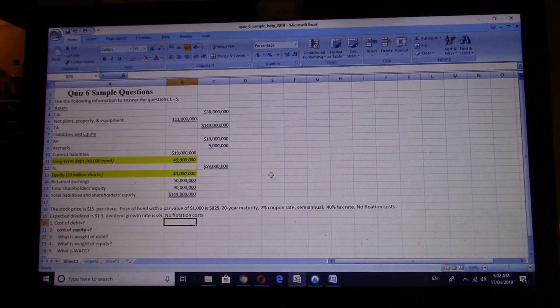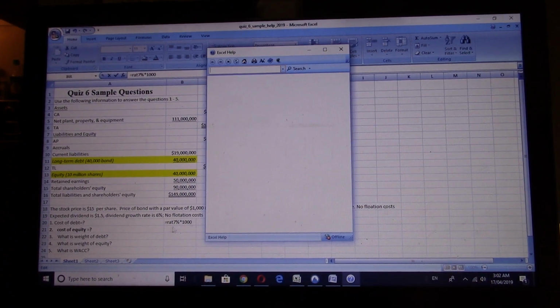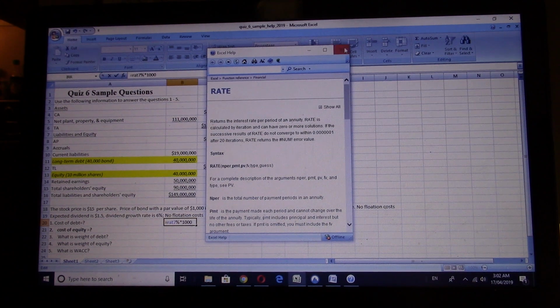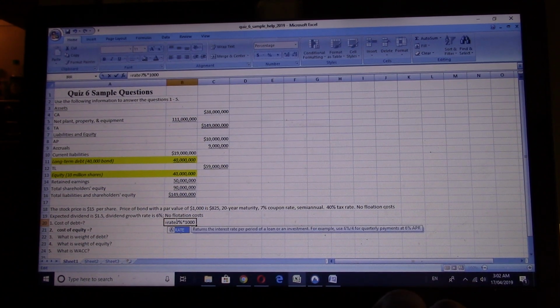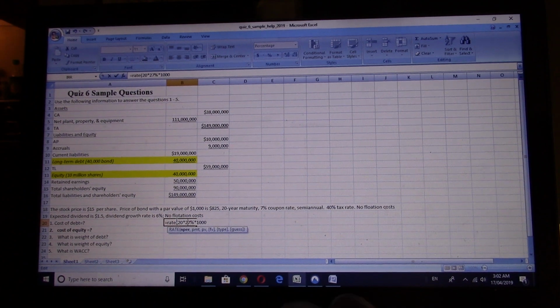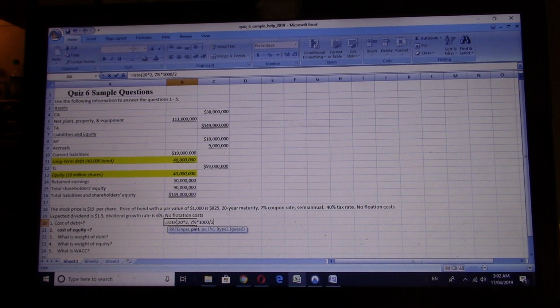So for this question, it should be the rate function. The first input is nper. This is a semi-annual coupon bond, so it should be 20 multiplied by 2. Payment should be the coupon. Coupon rate is 7% multiplied by 1,000. This coupon has to be divided by 2 because this is a semi-annual coupon bond.